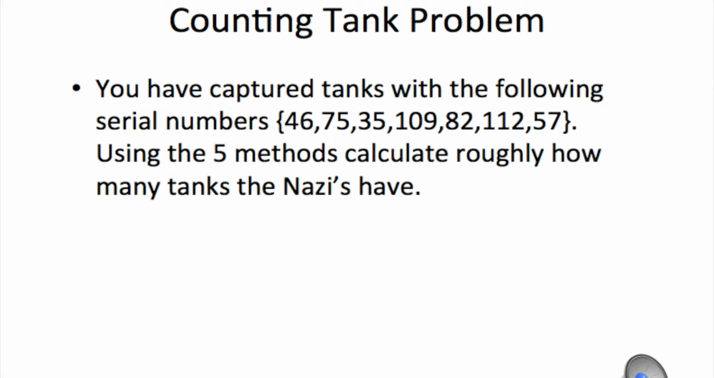Counting tank problem. In this problem, you have captured tanks with the following serial numbers: 46, 75, 35, 109, 82, 112, and 57. Using the 5 methods, calculate roughly how many tanks the Nazis have.